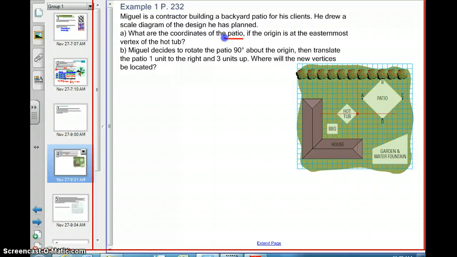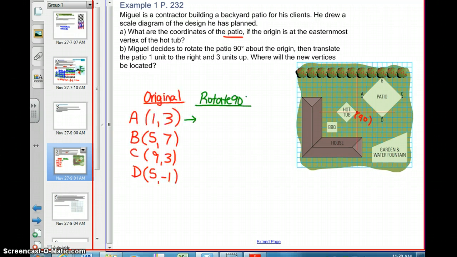So here's your origin at 0 and 0. You want to find the coordinates of A, B, C, and D. So your original coordinates should be here as shown in red. Then it says he wants to rotate the patio 90 degrees. So we're going to make another column for our little table here, and these will be called A prime.